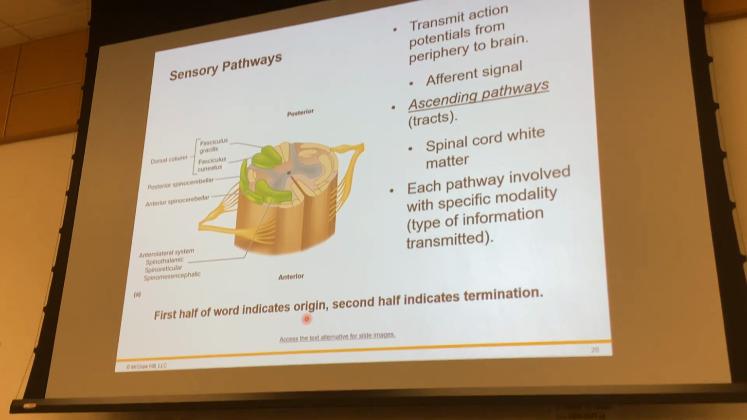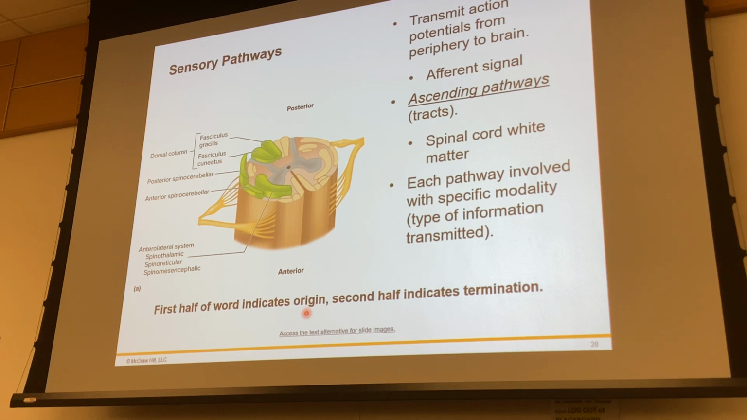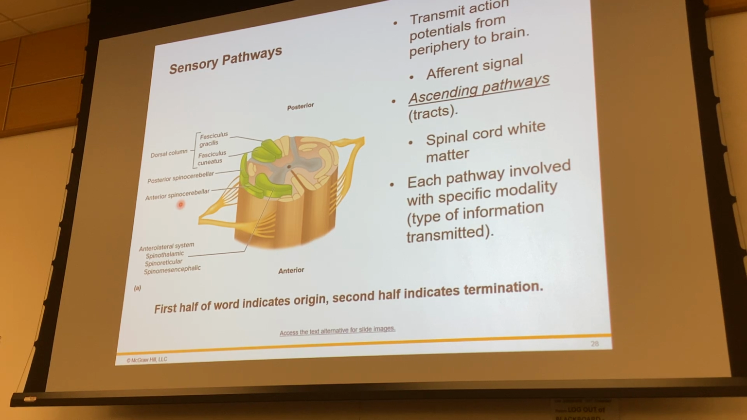It means where does it end? Where does the signal end? And we're talking about in the brain. So where does it originate here? So there's the anterior and posterior spinocerebellar tract. For the spinocerebellar tract, we're talking about somewhere associated with the spinal column and the cerebellum.